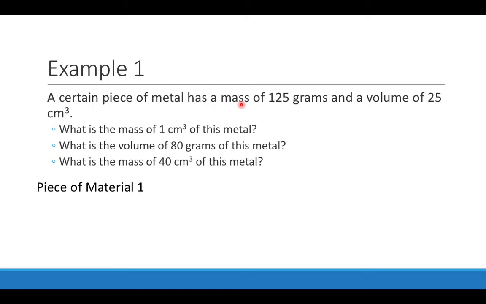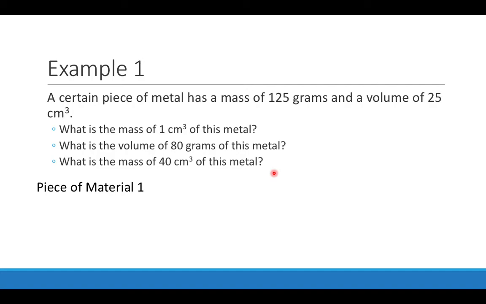All right, let's put some numbers in and try to calculate some different quantities. Suppose I have a certain piece of metal that has a mass of 125 grams and a volume of 25 centimeters cubed. So somehow I've measured the mass and the volume. And I want to answer the following 3 questions. What's going to be the mass of a single centimeter cubed of this metal? So I have 25 centimeters cubed. What if I want to know the mass of just a single centimeter cubed? What is going to be the volume if I take 800 grams of the metal? And what's the mass of a volume that is 40 centimeters cubed?